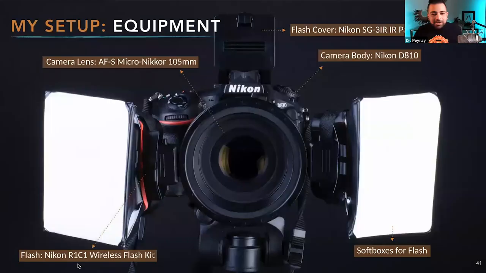So I'm going to go over that. I'm going to have a video here in a second that we're going to show how I'm using this, so you can see all the pictures that I take and which angle and how I position myself. This is my setup, the equipment. So you can see the flash cover, the camera body is Nikon D810, the soft boxes. And this is my everyday use pretty much.